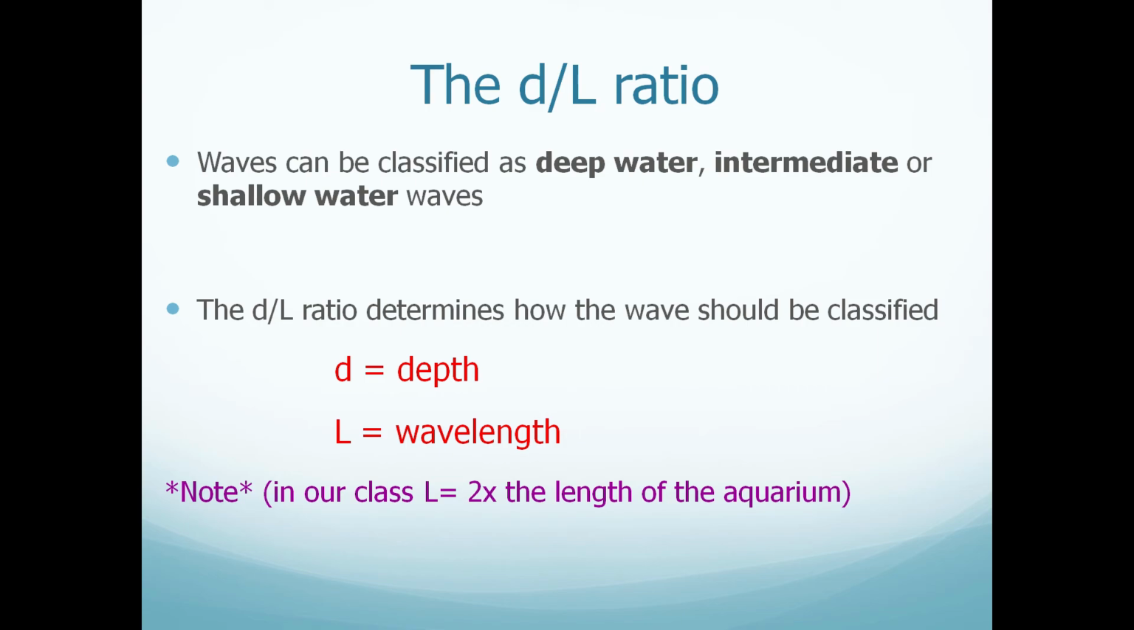The D to L ratio will determine how the wave should be classified. It is literally the ratio of water depth to wavelength and can tell us if the bottom of the waveform interacts with the seafloor. Waves can be classified as deep water, intermediate, or shallow water waves. The tanks we will be using in this lab are not large enough to effectively demonstrate the wavelength. So for this class, make sure you always double tank length when making calculations. We will review this again in the lab videos.